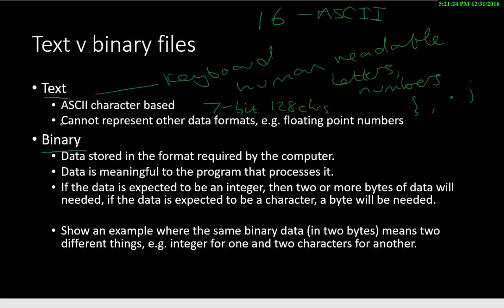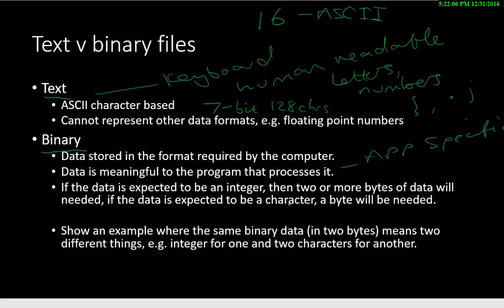Okay. Whereas in terms of binary files, the data is stored in a format that the computer needs. It's meaningful to the program that processed it. So it's very application specific. The data that's stored in the file will be understood by the application. So it might be that the first two bytes are known as an integer and read as an integer and stored into an integer variable. Whereas in an ASCII file, they will be two ASCII characters. So if the data is expected to be an integer and then two or more bytes of data, etc., then that's what the app will read it as and store it as.